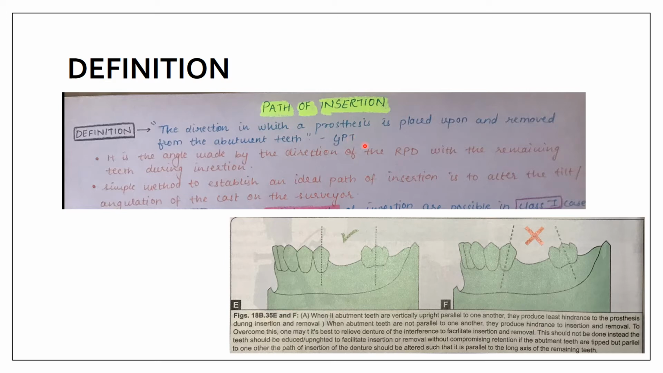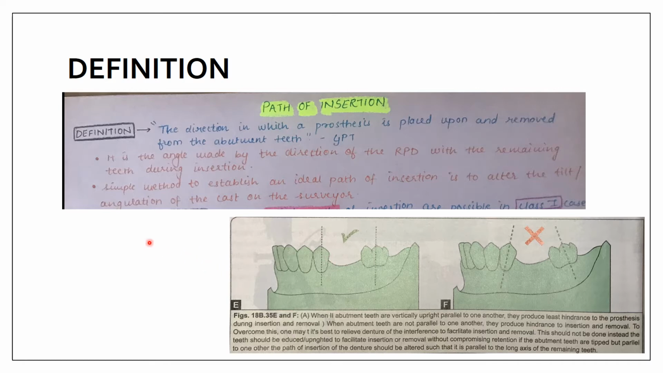Now this is the removable partial denture. So we are taking support from the abutments. These are the abutments, which are the natural present teeth. So we are taking support from them. Basically how you're going to remove and place the prosthesis depends on this path of insertion. It is the angle made by the direction of the RPD, that is removable partial denture, with the remaining teeth during insertion. So basically it is the angle which is formed at the time of removal and insertion when you're actually removing or inserting it with the help of these abutments.